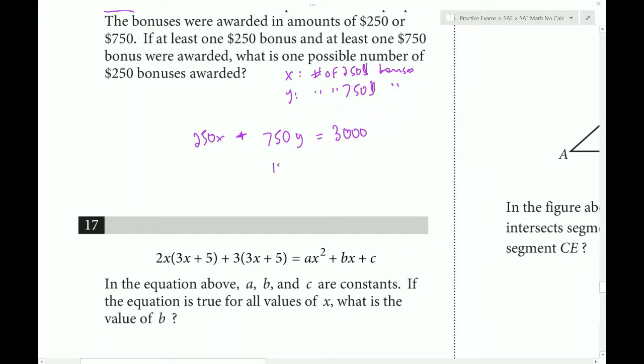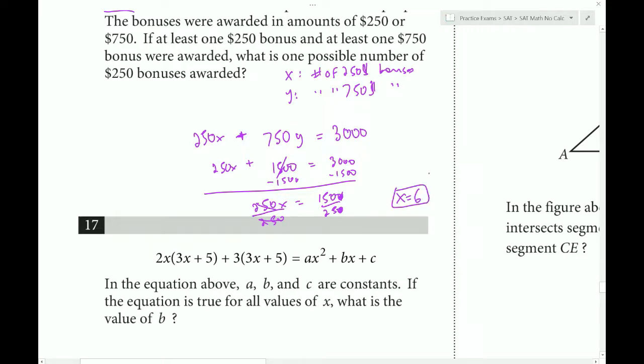So let's try. We'll end up with 1,500 here, 250x, and 3,000. If I subtract the 1,500, then I'll end up with 250x equals 1,500. And I'll divide by 250, and I'll get x equals, these zeros will cancel out here, and then 25. So 6 quarters makes $1.50, so that would be 6. So x would be 6, and that is what they're asking for, the number of $250 bonuses.